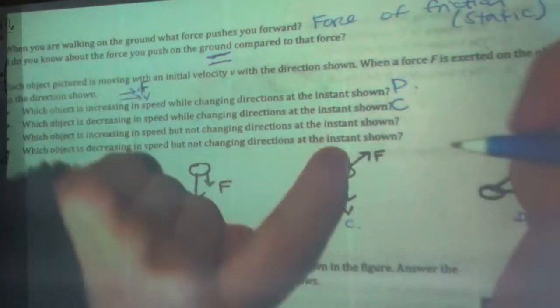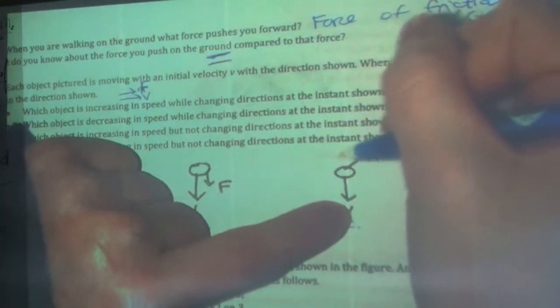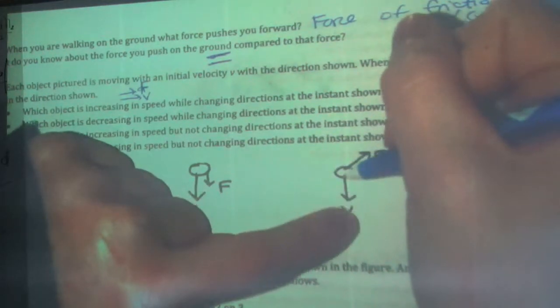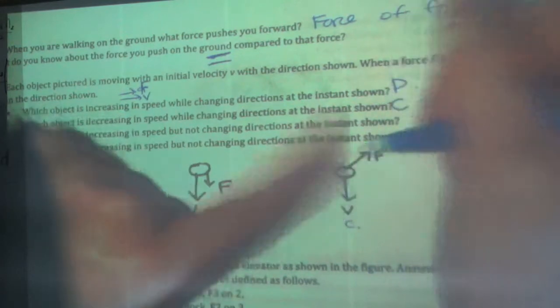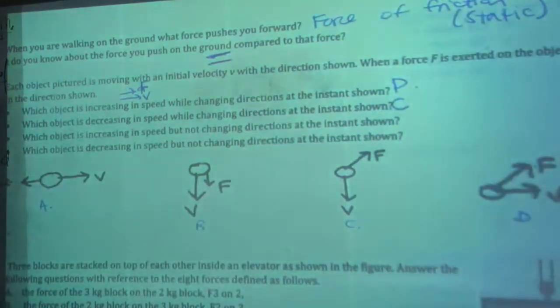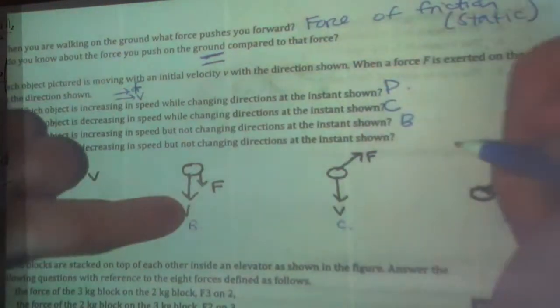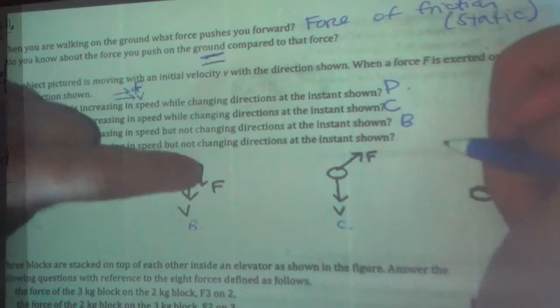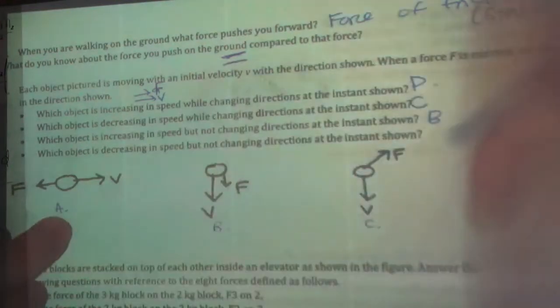Because see how your force is against this velocity, so you have an acceleration up, which could still be, at this instant, it's moving down, getting slower, and then starts to also move to the right. The object that is increasing in speed but not changing directions, that would be B, because your force is in the same direction as your velocity, so it just gets faster down. And then the one that's decreasing in speed but not changing directions, that would be A.